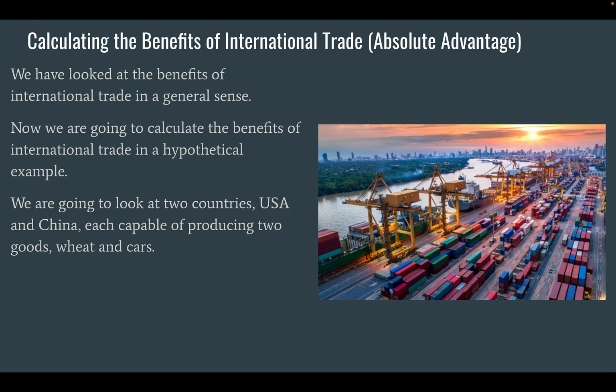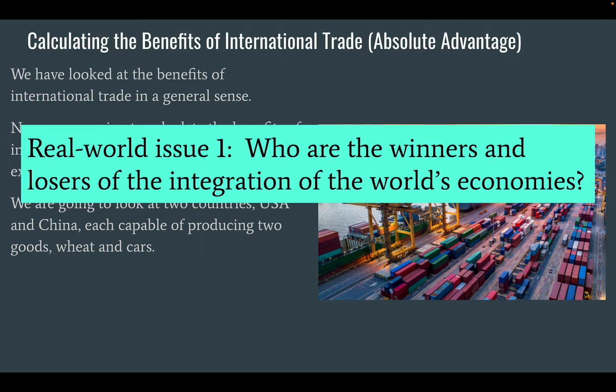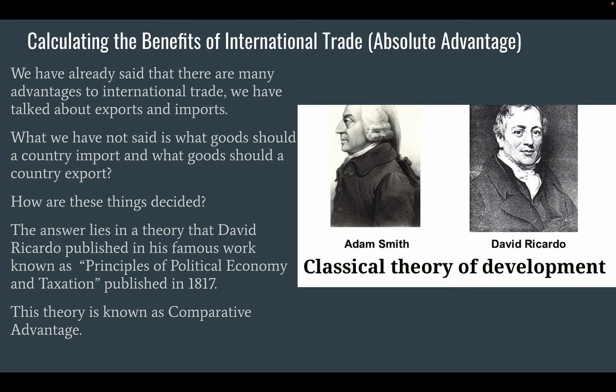So we've looked at the benefits of international trade in a general sense, and now we're going to calculate the benefits of international trade in a hypothetical example. We're going to look at 2 countries, USA and China, each capable of producing 2 separate goods, wheat and cars. But do not forget, we're still dealing with the real world issue: who are the winners and losers of the integration of world economies? Who are the winners and losers of importing and exporting and foreign direct investment and foreign portfolio investment?